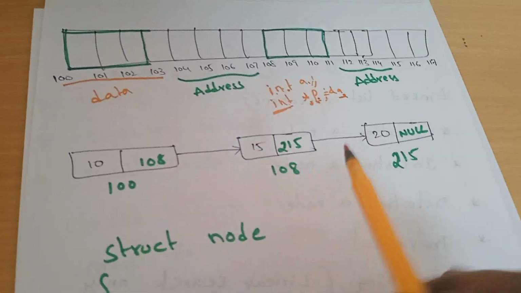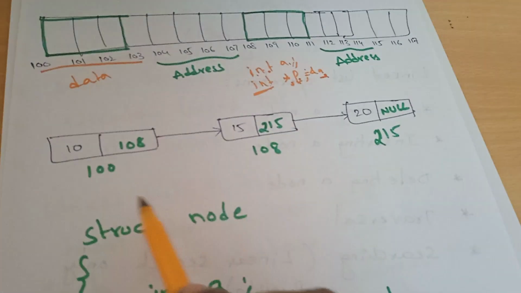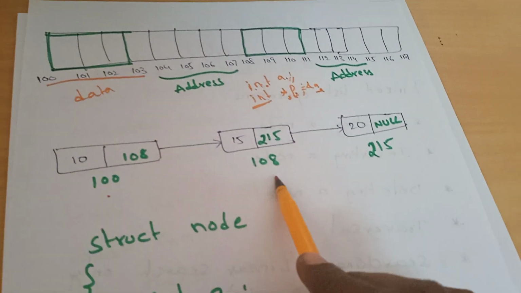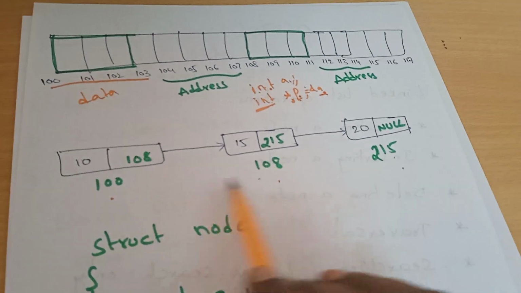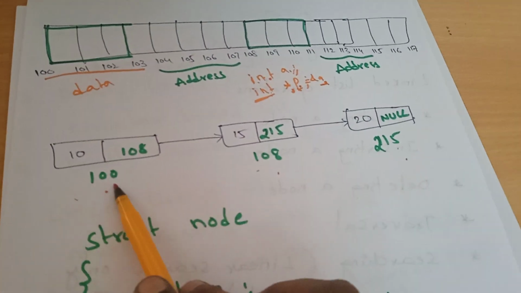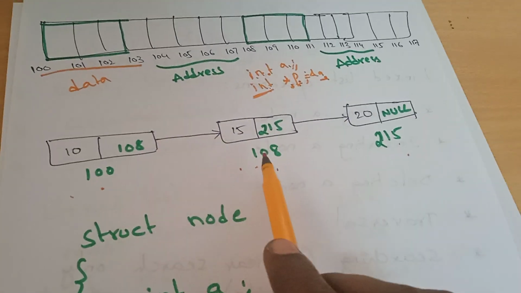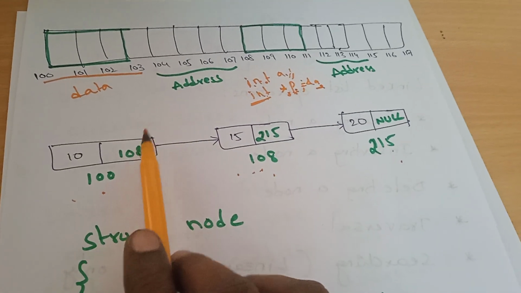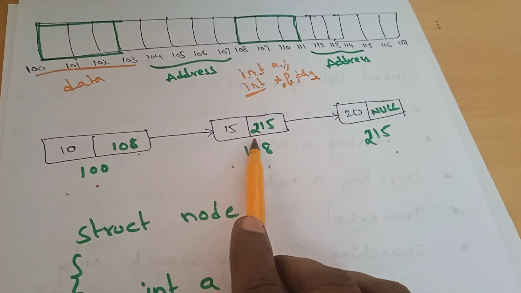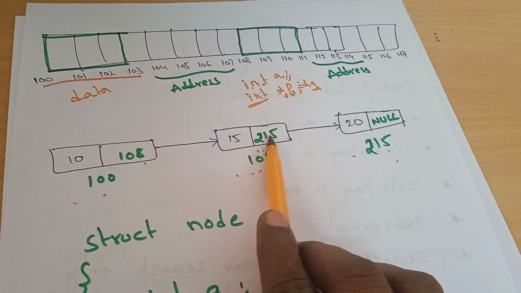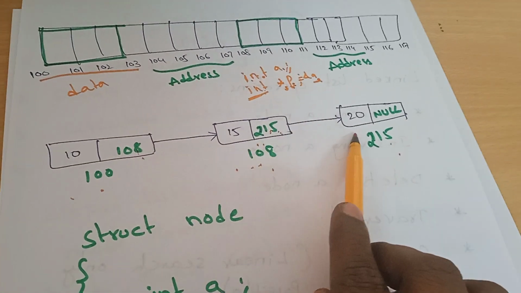Now my next node address is 215. So it proves that 100, 108, 215, these location values prove that it is not stored in continuous memory locations. Now 108 will be updated here so that you can point to this location, and 215 is updated here so that you can point to this location.